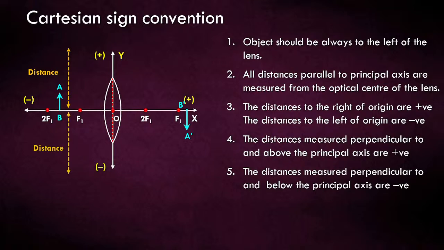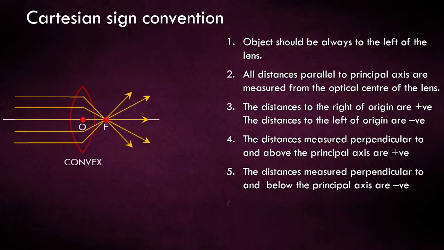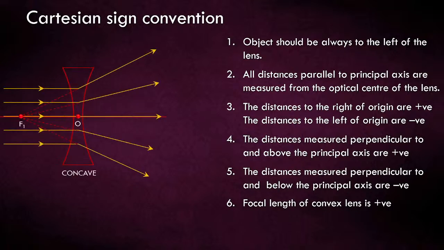Okay, so remember this. These 4 to 5 points you have to keep in mind. The focal length of a convex lens is positive. Always keep this in mind. What is this here? Focal length of which lens? Positive. The focal length of a convex lens is positive. And now what about a concave lens? Negative.